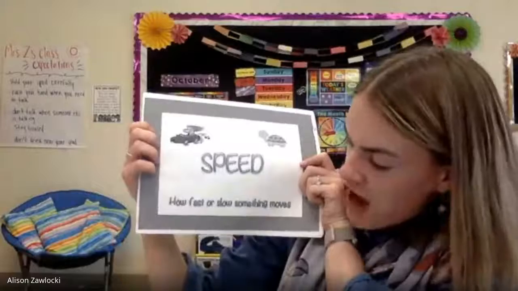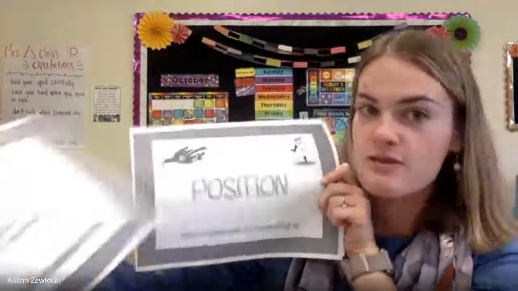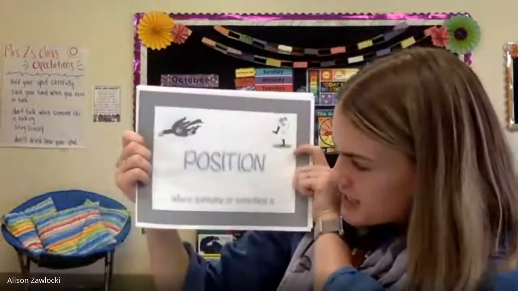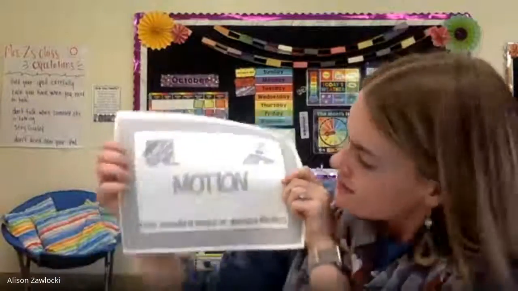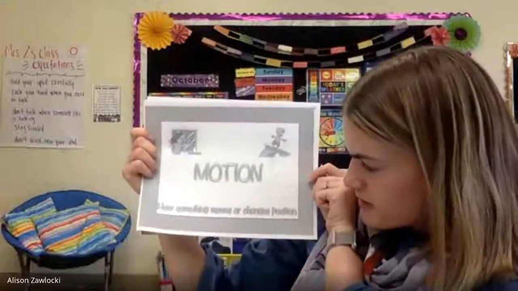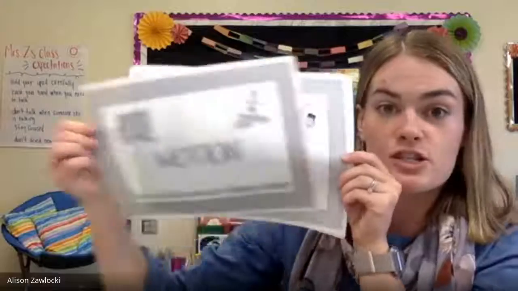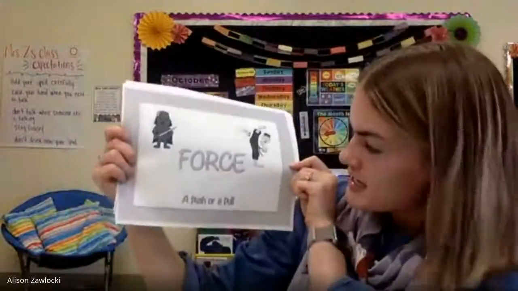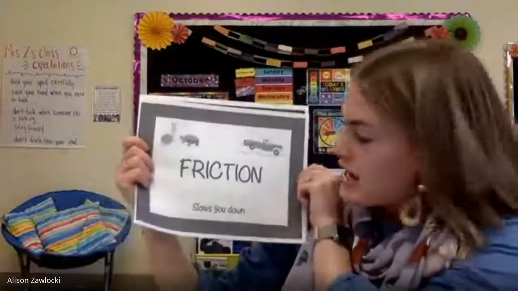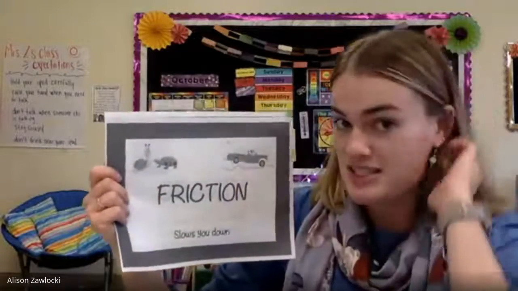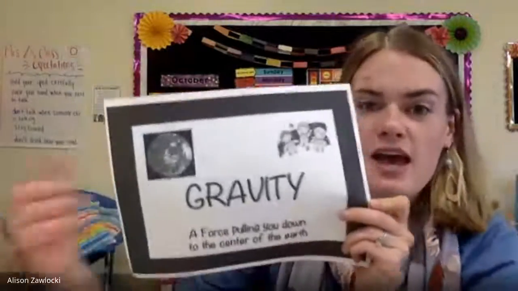Speed is how fast or slow something moves. Position is where someone or something is. Motion is how something moves or changes in position. A force is a push or a pull. Friction slows you down, so it's something that slows you down. And gravity is a force pulling you down to the center of the earth.